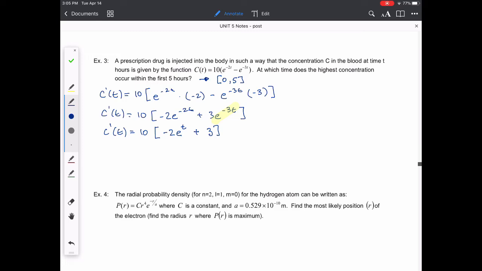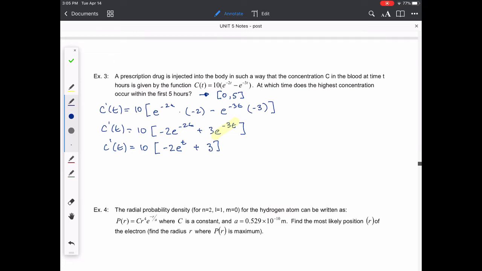I can actually factor out another negative. If you're wondering what I'm doing with the factoring of the exponents, if we have the exponent negative 2t and an exponent of negative 3t, the operation says that when we divide exponents, we subtract. So that means we're going to have negative 2t subtract negative 3t, which gives me t. I can leave it like that, or I can turn it around. It doesn't make a difference.